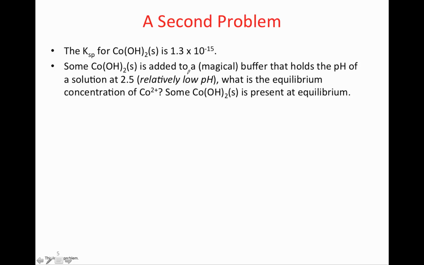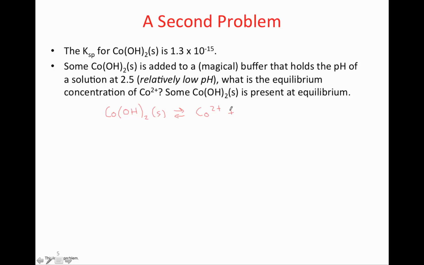So now we're adding the substance to a magical buffer, still magical, but this time we're holding the pH of the solution at 2.5, a rather low value. What's the equilibrium concentration of cobalt 2+? Okay, so same game as before. I've got cobalt hydroxide in equilibrium with cobalt 2+.